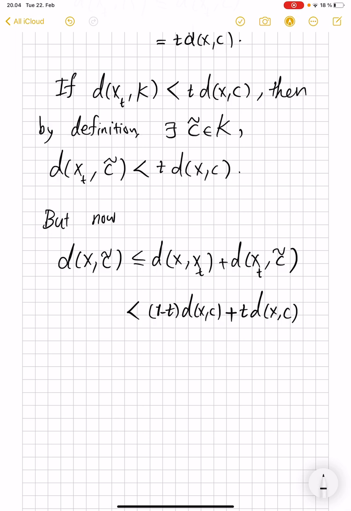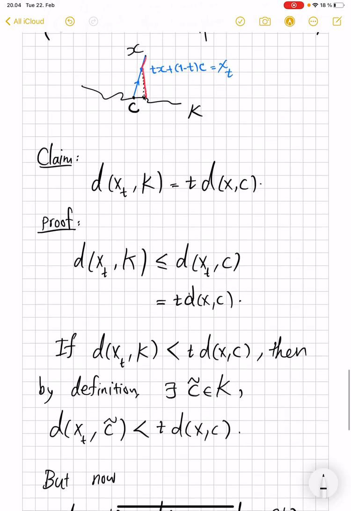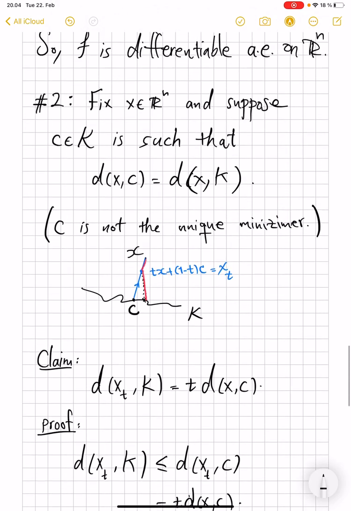So this would be equal to d of xc. Now we have proven that this is strictly less than that. And this would mean that we have found a better point, a closer point to x than the original c, at distance less than, and not equal to, the distance xc, which is a contradiction because we had chosen c to be the minimizer.